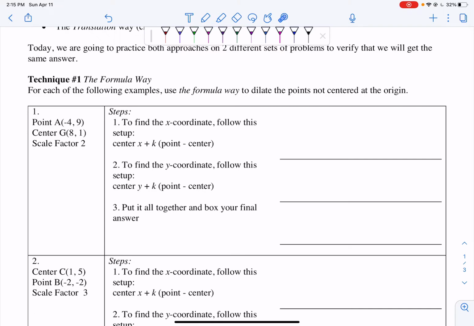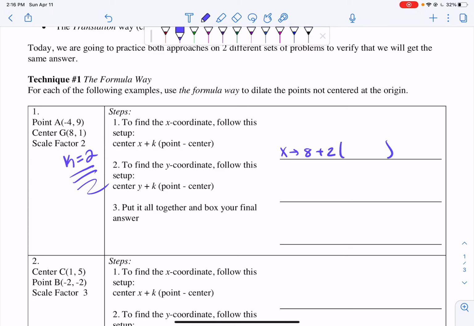In our first example, our point is A, which is -4, 9. Our center is G, which is 8, 1, and our scale factor is 2. Remember, that means K is equal to 2. So to find our x-coordinate, we're going to do that first. We do our center x, so we go to our center, and the x-coordinate is 8, plus our scale factor, which is 2.